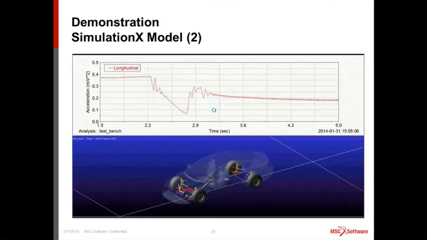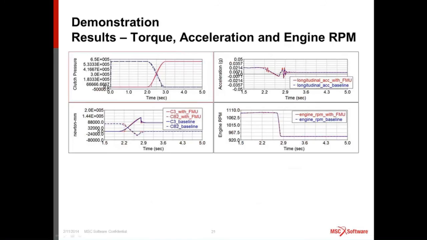Yep. Oops, sorry. Now here shows the result. As you can see, one clutch was released and the other is engaged. And here the results are shown in comparison with the baseline model where you don't have this detailed clutch model, and the clutch pressure was only modeled using a continuous step function. And you can see the difference here.